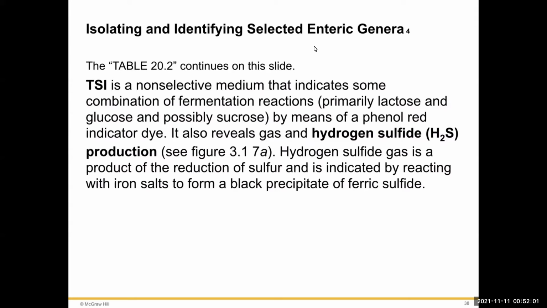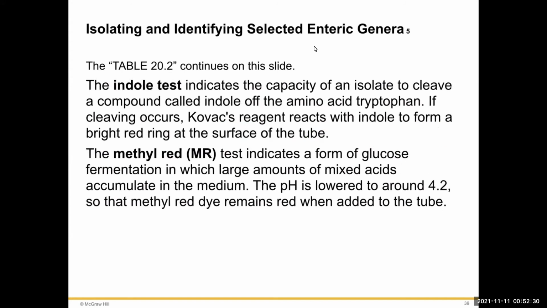TSI is a non-selective media that indicates some combination of fermentation reactions, primarily lactose and glucose, and possibly sucrose, by means of phenol red, which is an indicator dye. It also reveals gas and hydrogen sulfide gas production. Hydrogen sulfide gas is a product of the reduction of sulfur and is indicated by reacting with iron salts to form the black precipitate of ferric sulfide. That gives it that rotten egg smell.